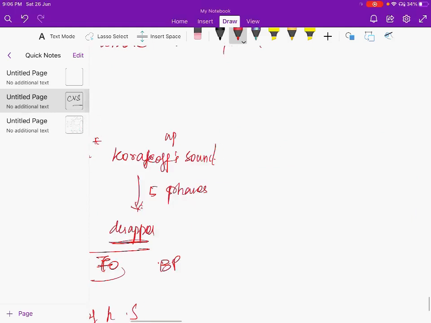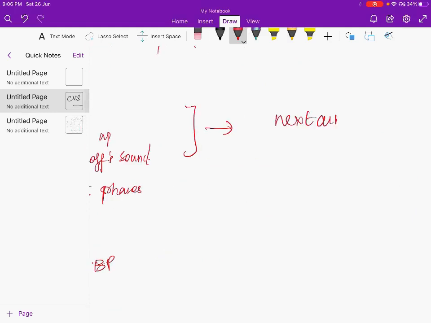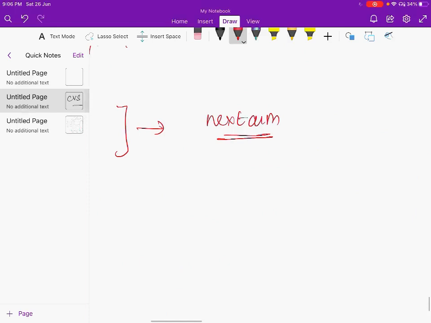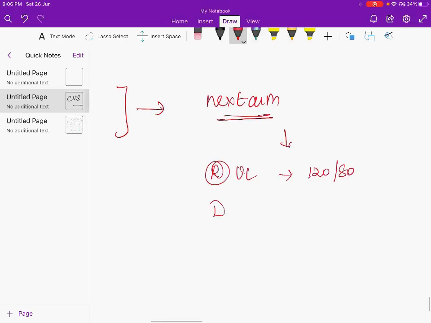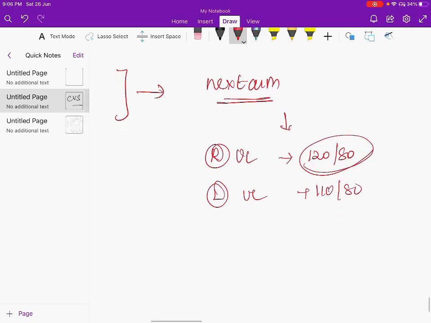After this, you have to check in the next arm, the same way again. You should use the higher value. For example, if the right upper limb reads 120/80, whereas the left upper limb reads 110/80, you have to prefer the higher value.